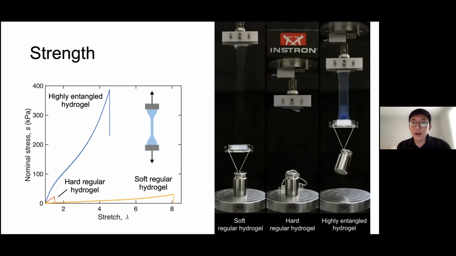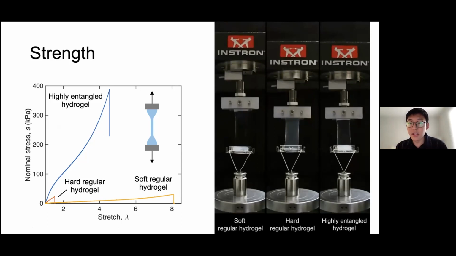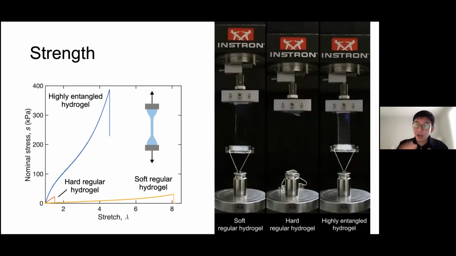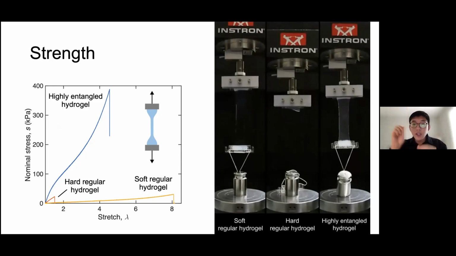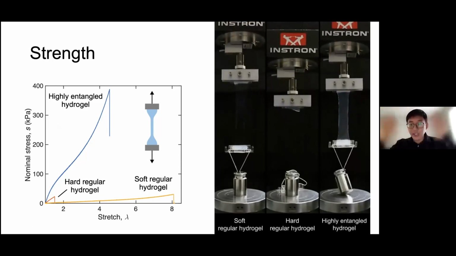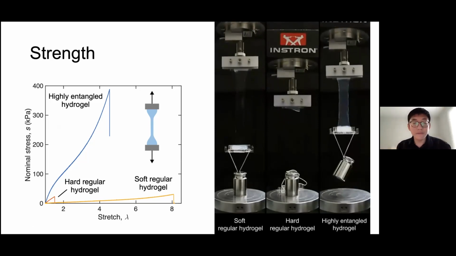So we explain this behavior with the deconcentration of the tension. So if the polymers are highly entangled and if the polymer is very long, you can distribute the tension to many chains. That makes the polymers stronger.